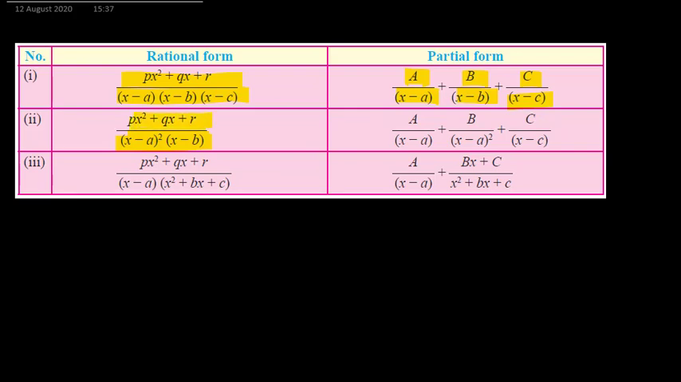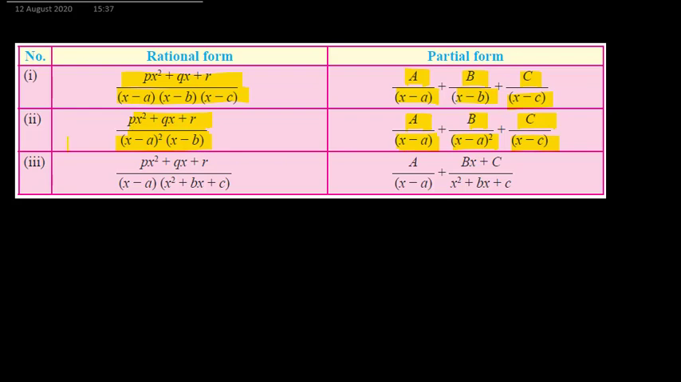So, when one linear factor is repeating, then we can express that as A upon x minus a. See, x minus a I am writing one time, then B upon x minus a the whole square plus C upon x minus c. So I can say that for some constants A, B and C, I can express px square plus qx plus r upon x minus a the whole square into x minus b as A upon x minus a plus B upon x minus a the whole square plus C upon x minus c.